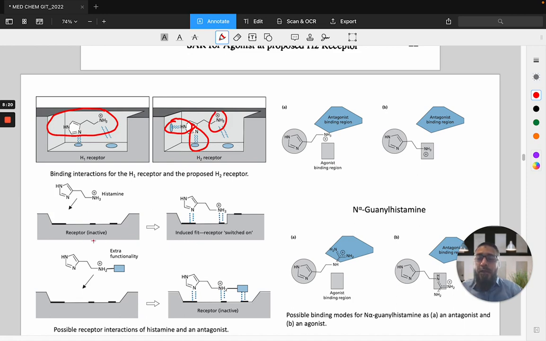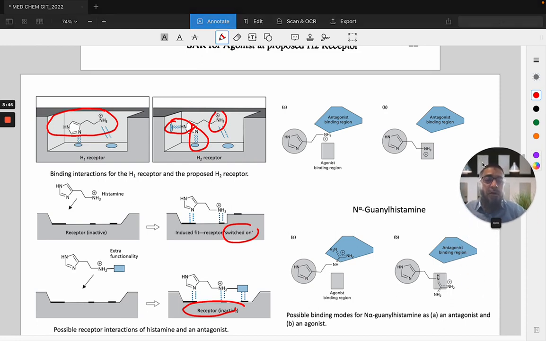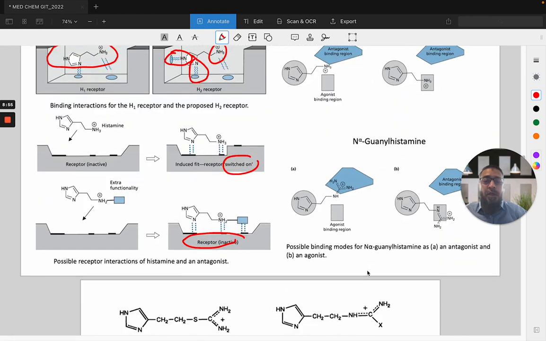So you can see the H1 receptor is inactive, and when histamine binds it switches on. But in the case of an H2 histamine blocker, once it binds it inactivates the receptor in order to stop the function of the histamine receptor. So this is the first molecule that was synthesized in order to develop a molecule that acts as an antihistamine.